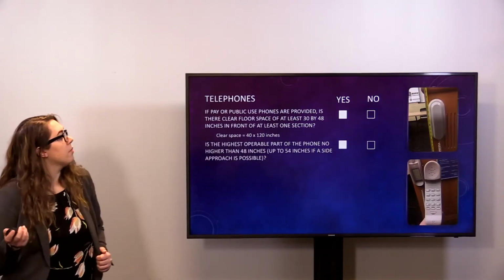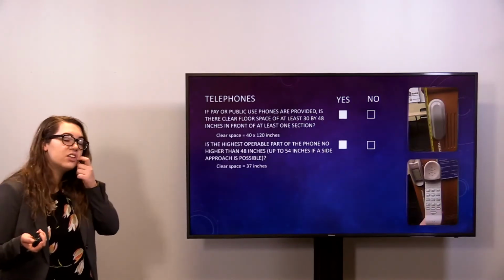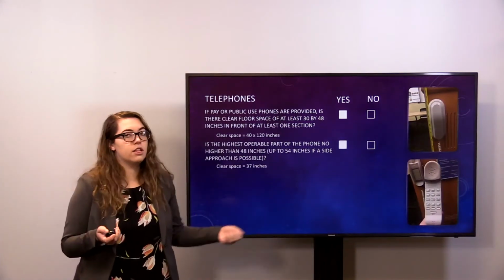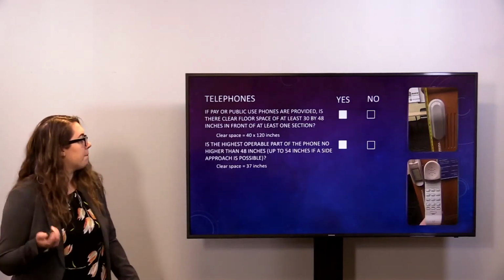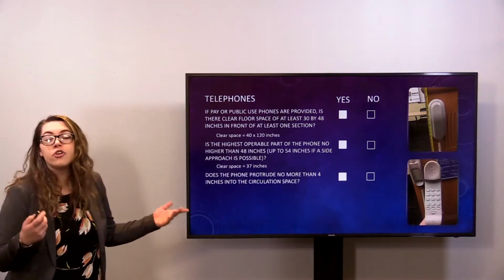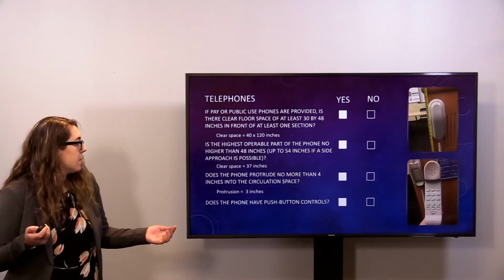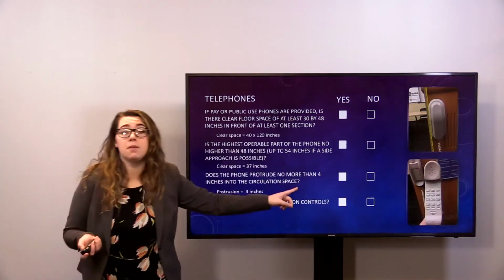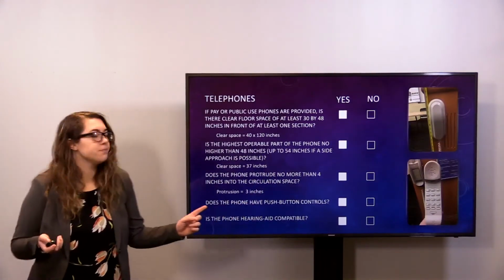Is the highest operable part of the phone no higher than 48 inches? It's 37 inches from the ground when it's put in its holder, and then there's the chain on it so it can be moved up and down as well in height. Does it protrude no more than 4 inches into the space? It protrudes 3 inches. Does the phone have push button controls? As you can see in the bottom picture over here, it does have push button controls.